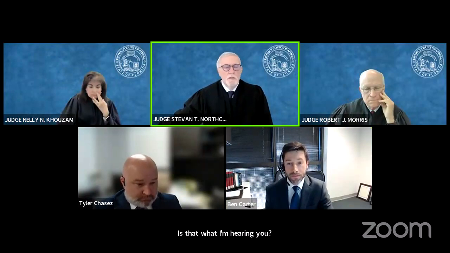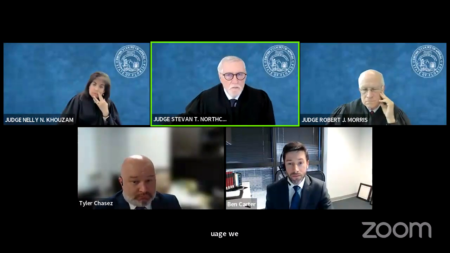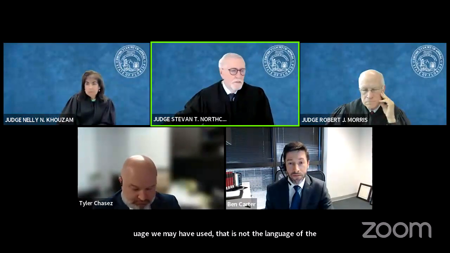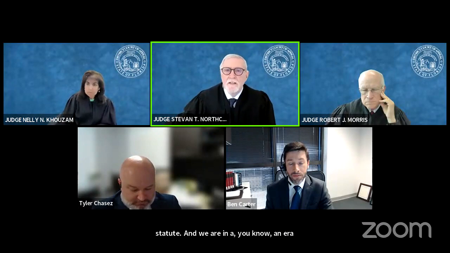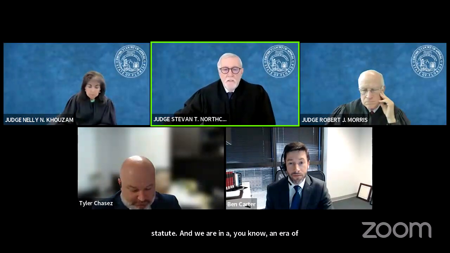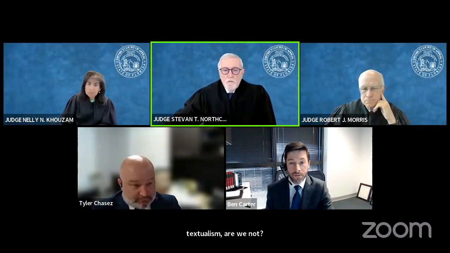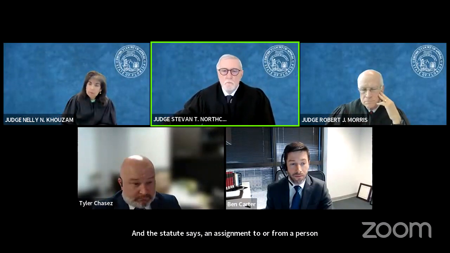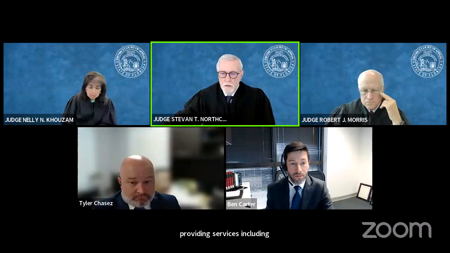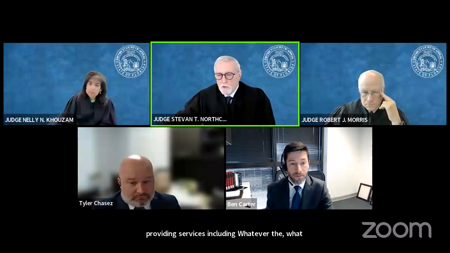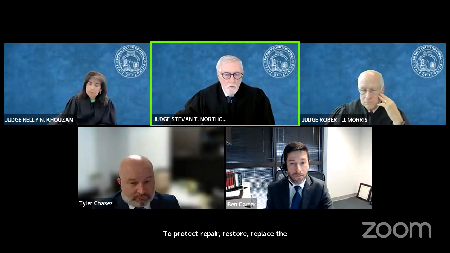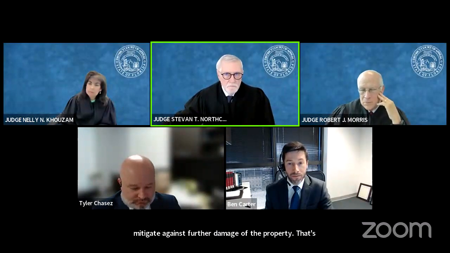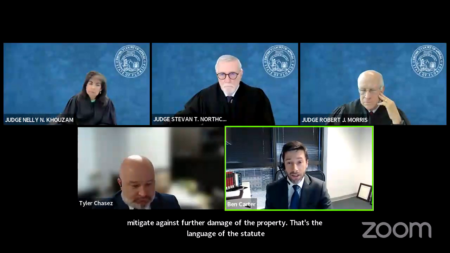But you know, whatever language we may have used, that is not the language of the statute. And we are in an era of textualism, are we not? And the statute says an assignment to or from a person providing services, including to protect, repair, restore, or replace the property, or to mitigate against further damage of the property. That's the language of the statute. That's correct. Yeah. That is the language of the statute.